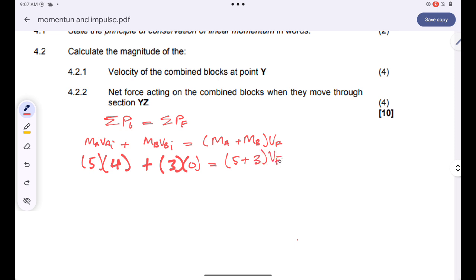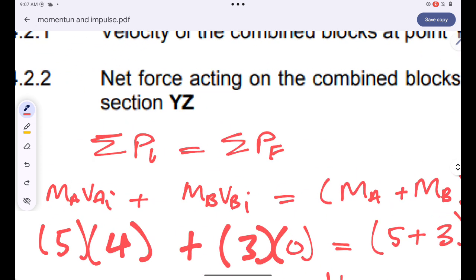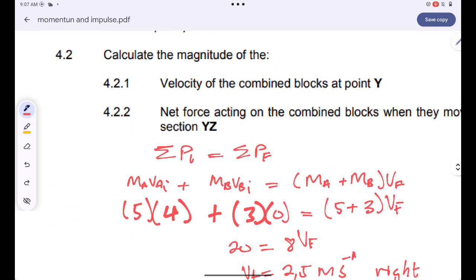And then I have 5 plus 3. I want to find the final velocity after collision. This will give me 20 equals 8 VF. 20 divided by 8, I'll simply get a velocity of 2.5 meters per second. Since it's positive, that means it's moving towards the right. But here they only wanted me to find the magnitude, so the velocity is just 2.5 meters per second.